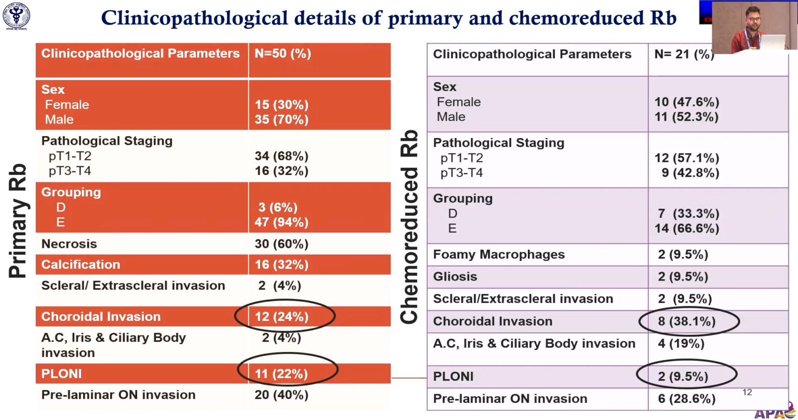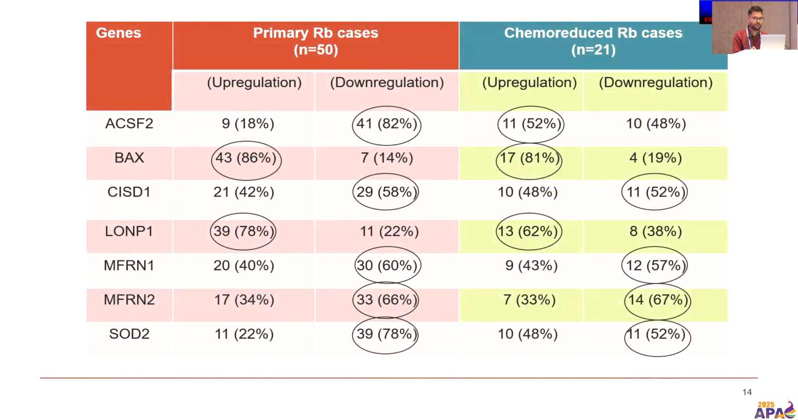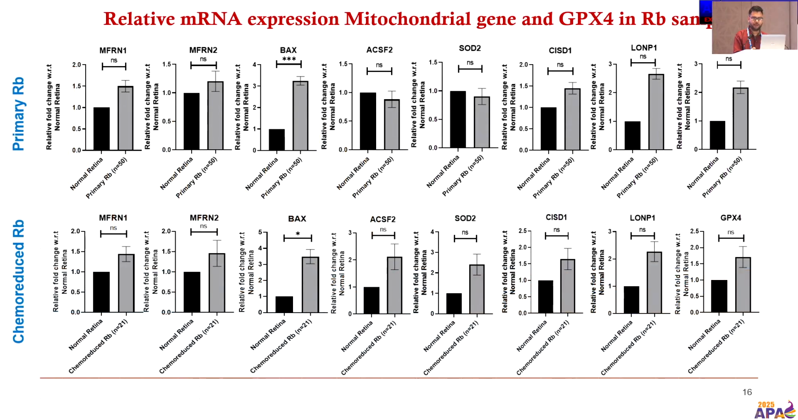These are the clinicopathological details of primary and chemo-reduced RB. As you can see, male preponderance was present in both groups. These are the reaction conditions for qRT-PCR, where the fold change value is calculated by the 2 minus delta CT method, and a fold change above 1.5 is taken as upregulation. These are the expression levels of mitochondrial genes. And this slide shows the expression level of GPX4 in both primary and chemo-reduced groups. GPX4 expression was higher in the primary group by 52%, and in chemo-reduced it was downregulated by 71%. These are the graphs with respect to normal retina.